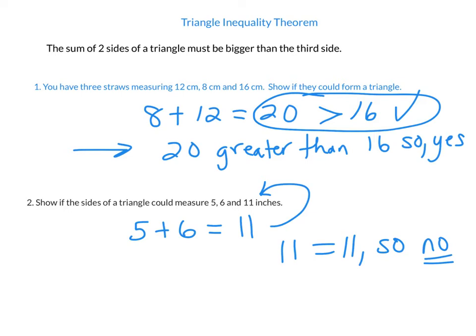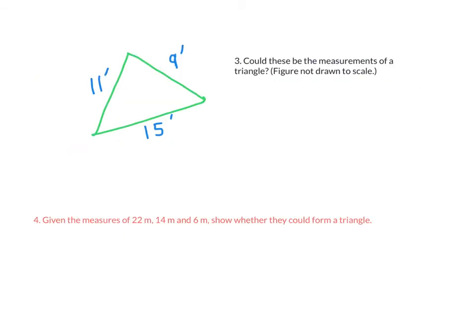Those are the 2 steps. Find your smallest sides, add them up, make sure it's bigger than the third side, and then make your decision based on that. What you might want to do is look at these 2 problems, hit pause, do the 2 problems on your own. They shouldn't take you too long, I would think, and then hit play and see if you got them correct.